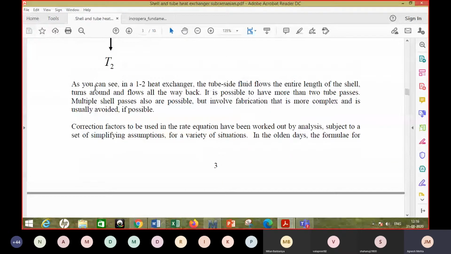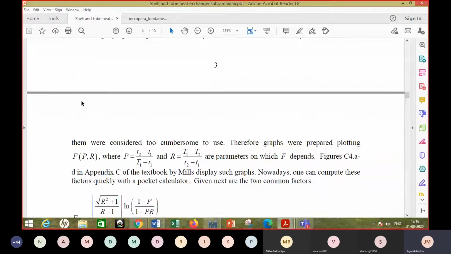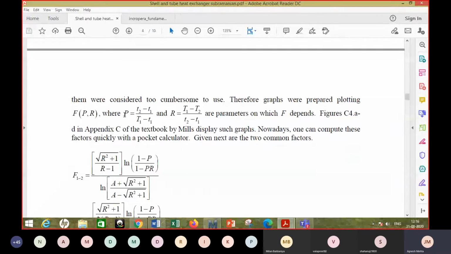Then what does this log mean temperature difference correction depend upon? There are two parameters which are found. One is called P and another is called R. So as you can see, P is the ratio of the tube side temperature difference, between inlet and exit, to the difference between the hot fluid entry temperature T1 and the cold fluid entry temperature t1, that is, P = (t2 - t1)/(T1 - t1). So this is the maximum temperature difference, right?